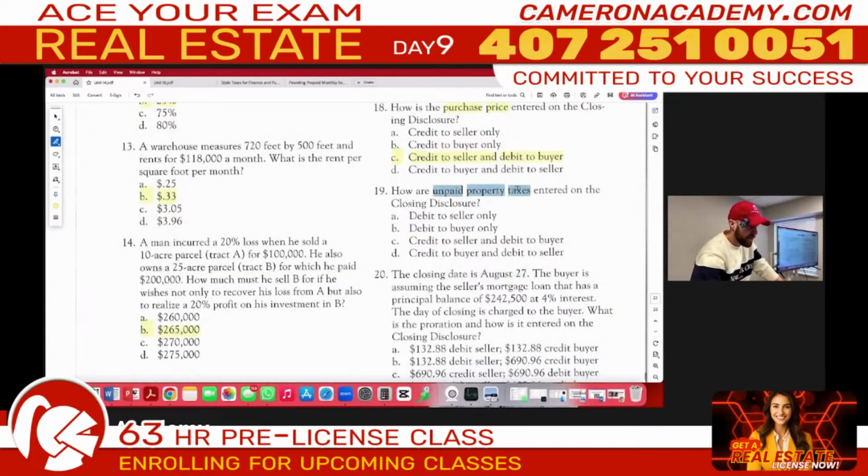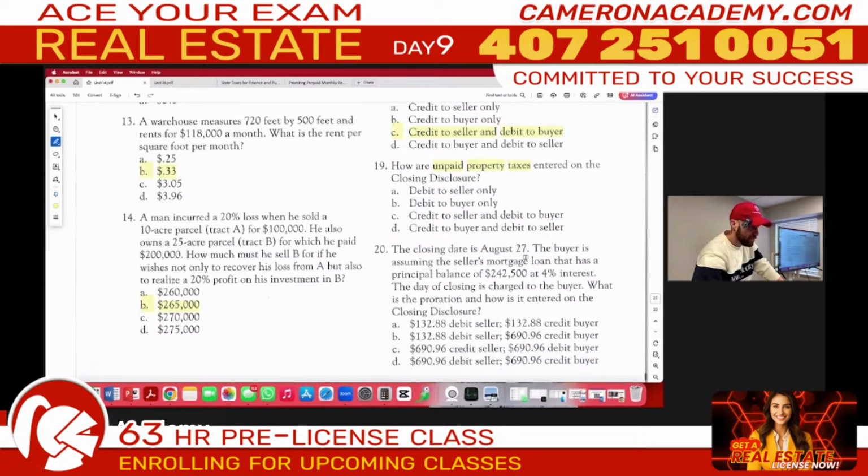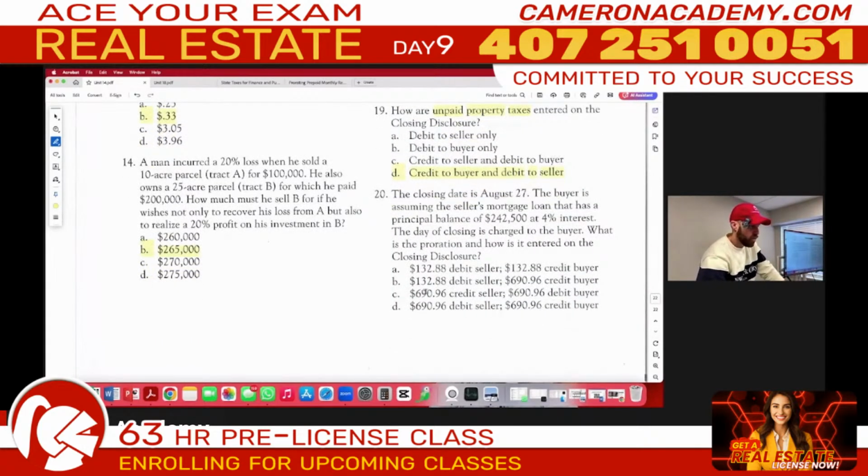How are unpaid property taxes going to show up? Debit to seller, credit to buyer. We saw that a number of times already. And 20, we worked on this. The correct answer was D as in Delta, right?